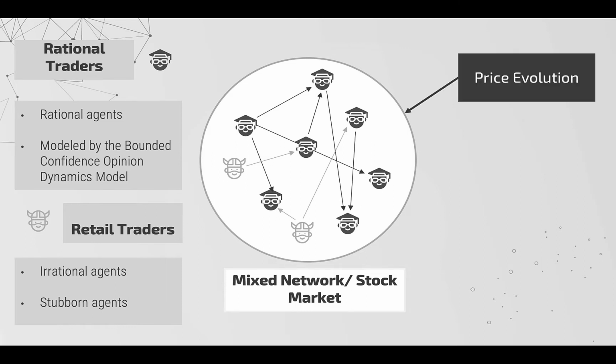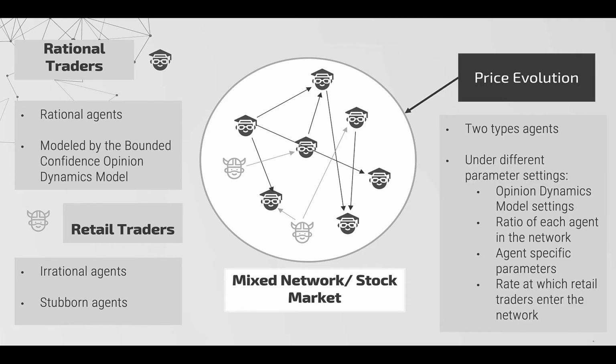The opinion dynamics of these two types of traders create an interesting price evolution under different parameter settings. For instance, altering the opinion dynamics model setting or the final ratio of the two agents in the network can significantly affect the price evolution, as we discovered. Thus, the relationship between parameter settings and price evolution is the core of our project, and we've certainly made interesting discoveries.